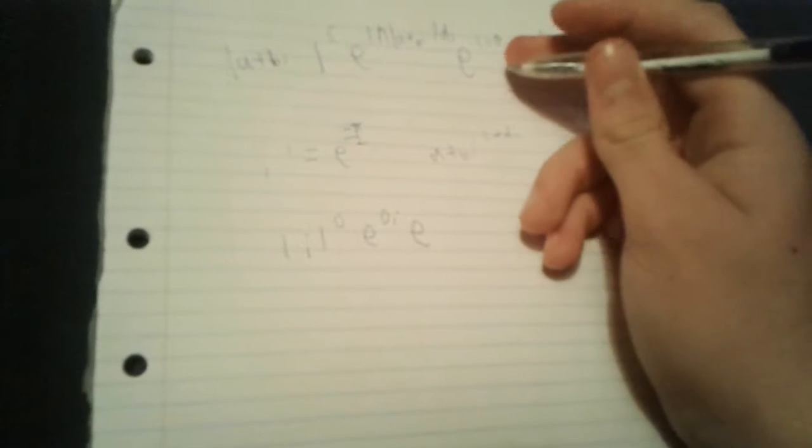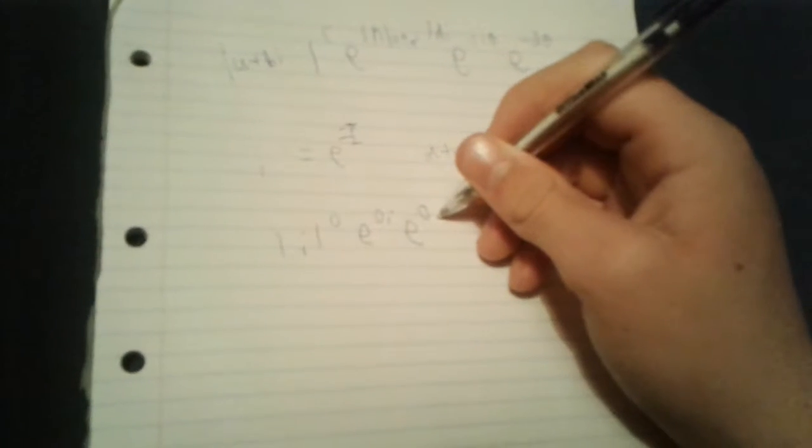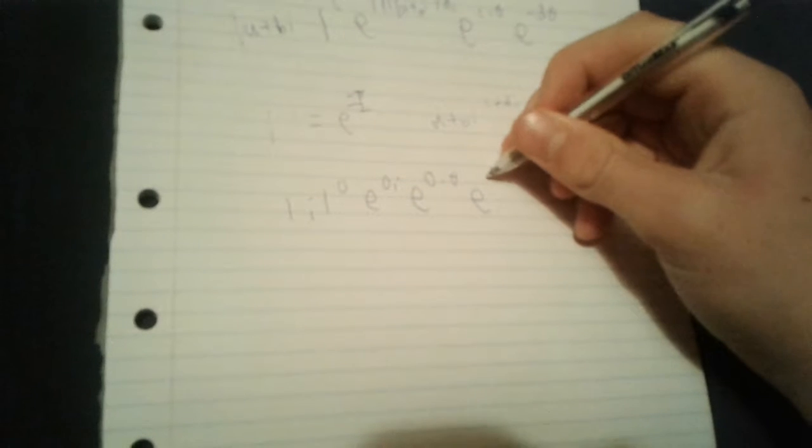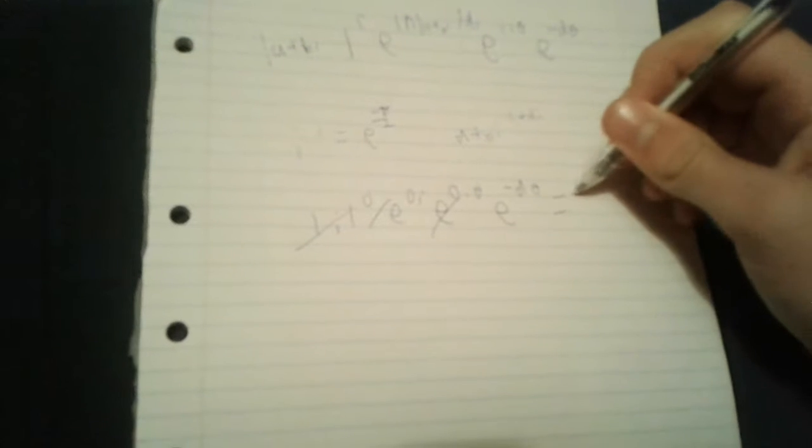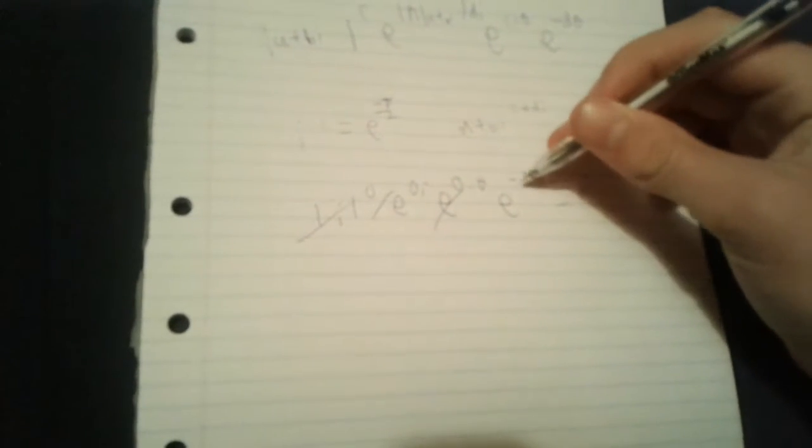And then we have e to the power of ci theta. c is 0, so that's 0i theta, and what theta is doesn't matter right now. Theta is pi over 2, by the way. And e to the negative d theta. So these all cancel out because they're 1, and we're left with e to the negative d theta, and d is 1, so it's e to the negative theta.